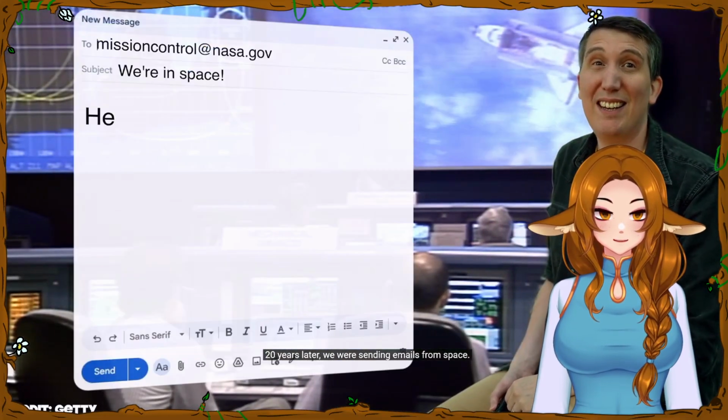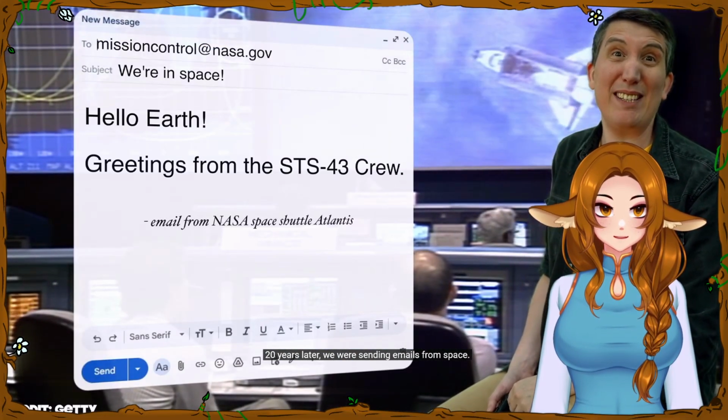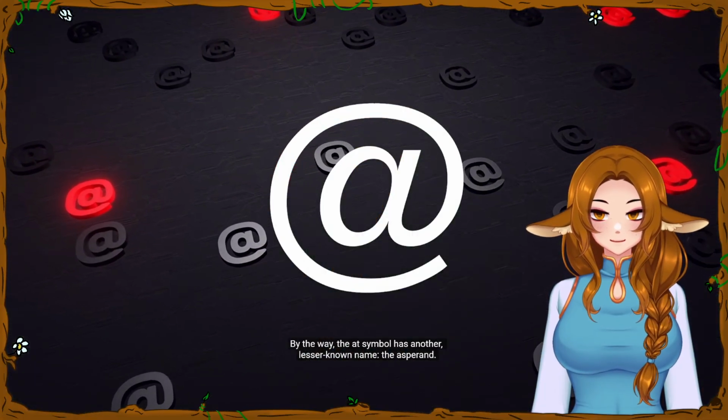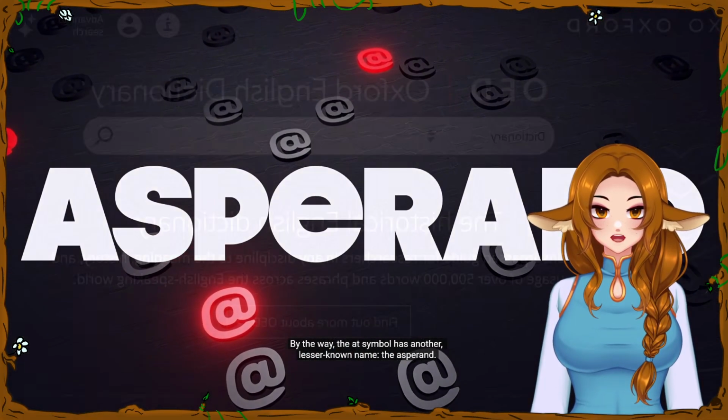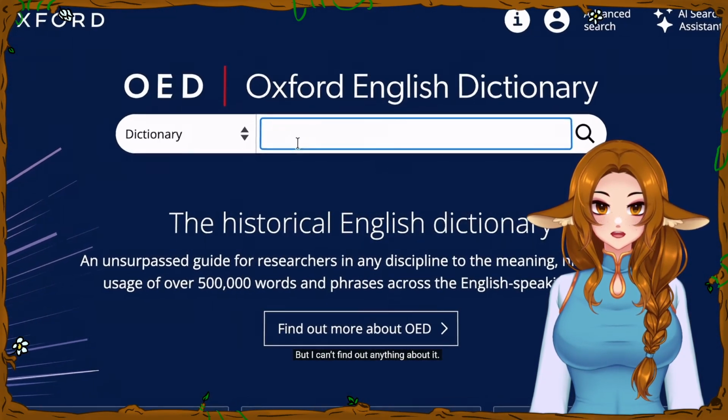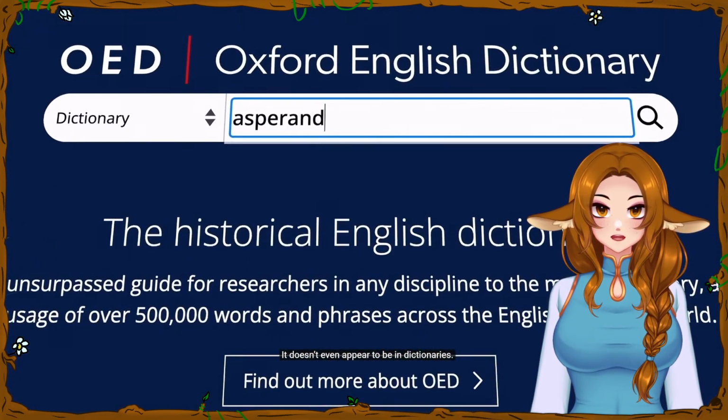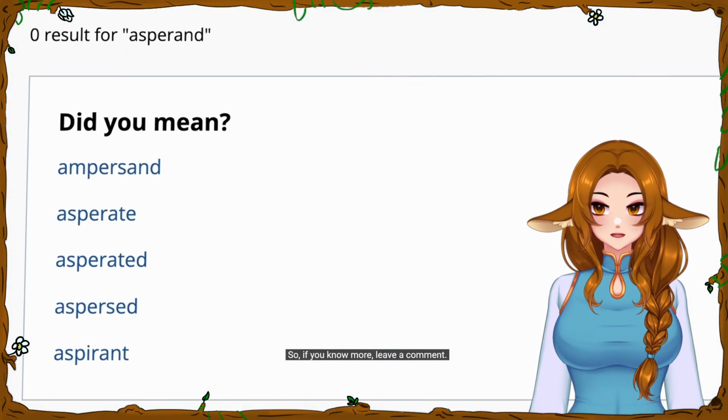20 years later, we were sending emails from space. By the way, the at symbol has another lesser known name, aspirand. But I can't find out anything about it. It doesn't even appear to be in dictionaries. So if you do know more, leave a comment.